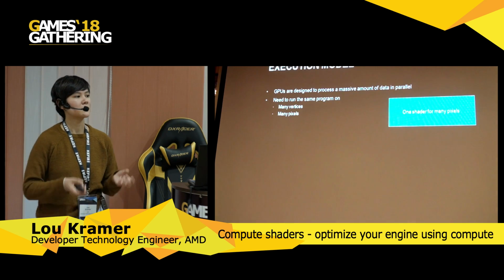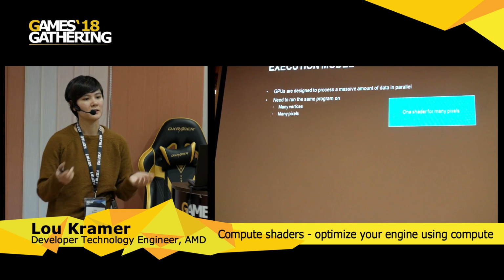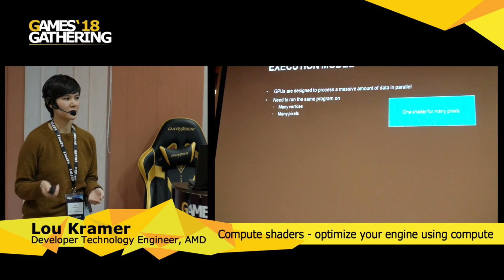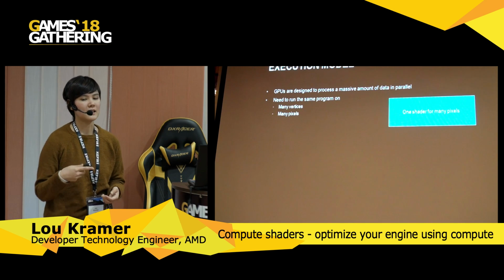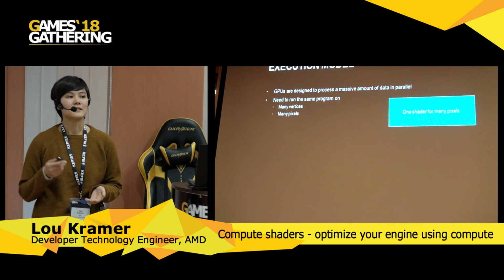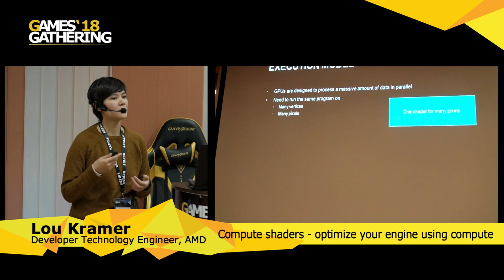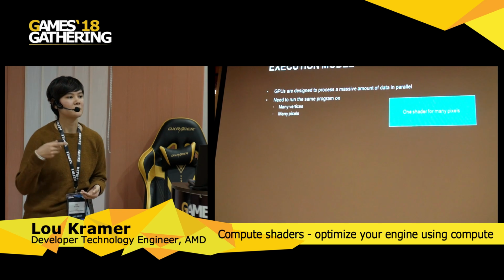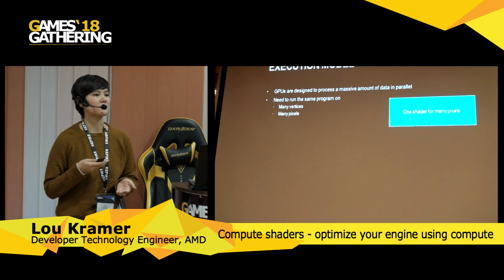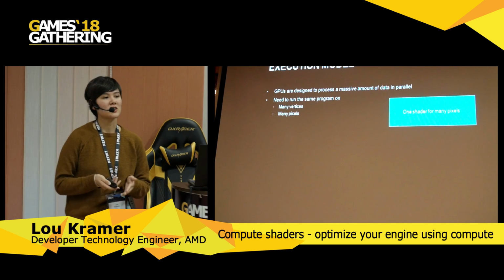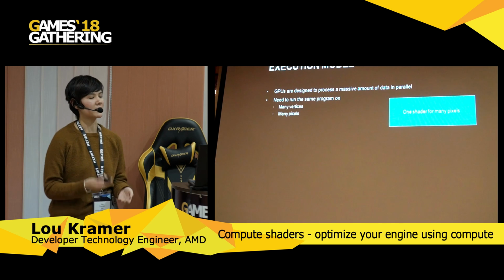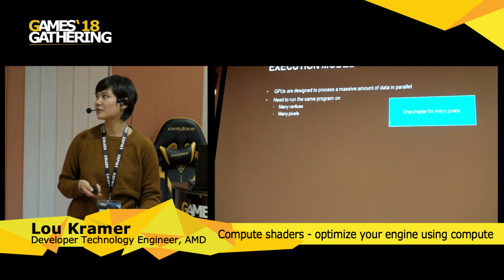So usually you have a lot of vertices, right? One model can consist of millions of vertices, and all of these vertices may go through the same kind of transformations. The same holds for the pixels. All the pixels go through the same set of instructions because the final color is computed the same way. So you can say you have one shader for many pixels, one shader for many vertices. So it's a highly parallel task.